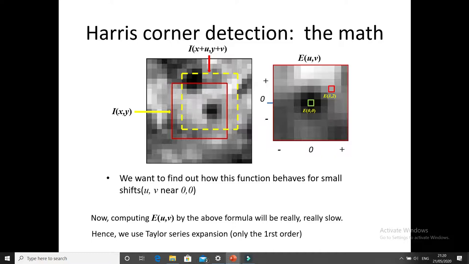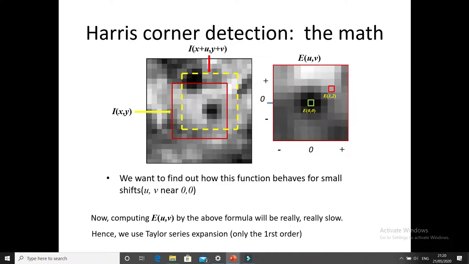We will try to get E(u,v) in all directions and compare, and we will select the (u,v) that gives us the significant change, or the E(u,v) with the greater value. However, computing E(u,v) in all directions and selecting the best one will be really slow, and it will take a lot of time. If we check different values of (u,v) and compute E(u,v), it will take lots of time.